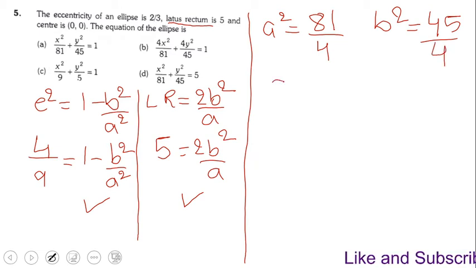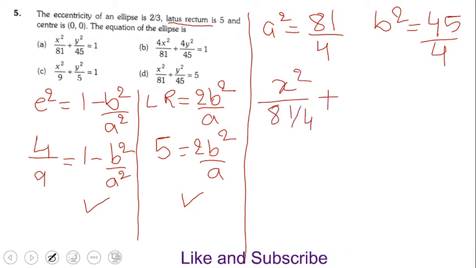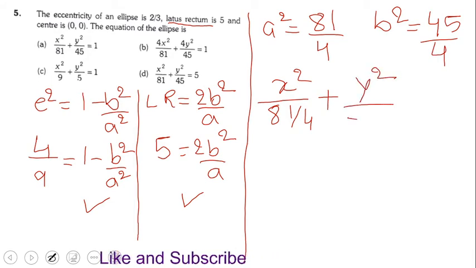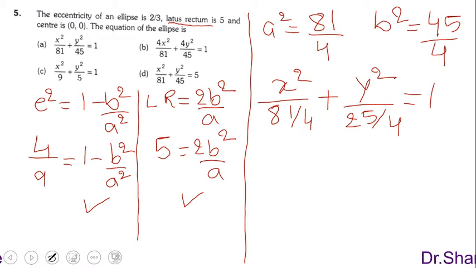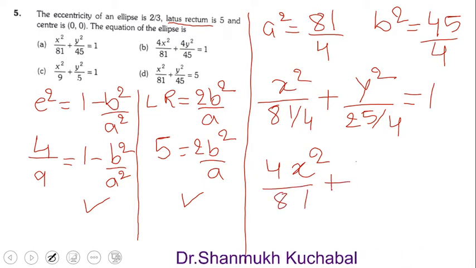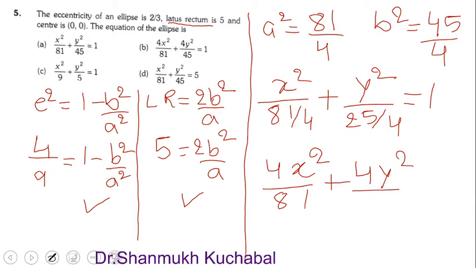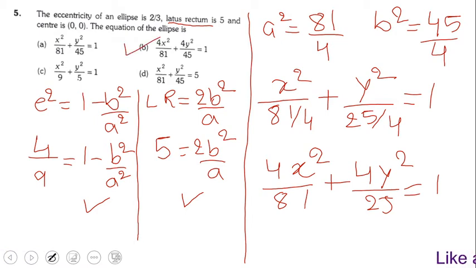Then we have to use the formula x square by a square, 81 divided by 4, plus y square divided by b square, 45 divided by 4, equal to 1. 4 we have to transport to the numerator here. So further simplification we get 4x square by 81 plus 4y square divided by 45 equal to 1. This option is there. Whether this step is there, we have to see it. So yes, clearly we will observe that option B is a right answer here.